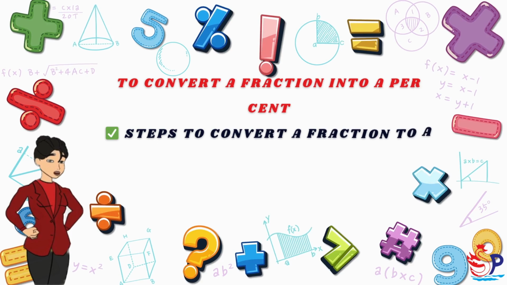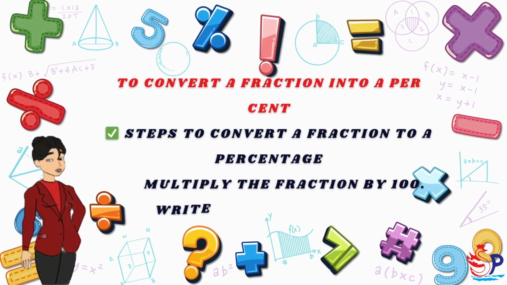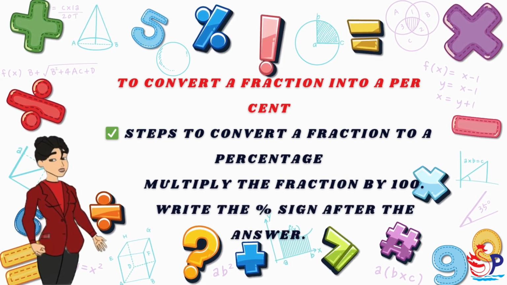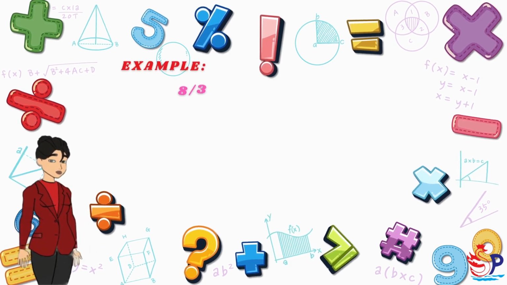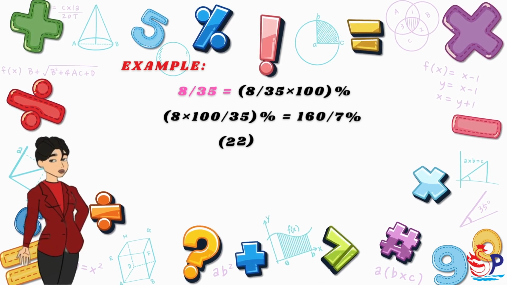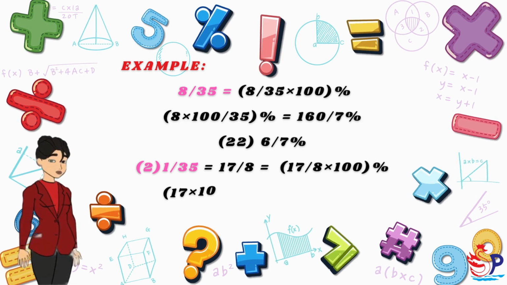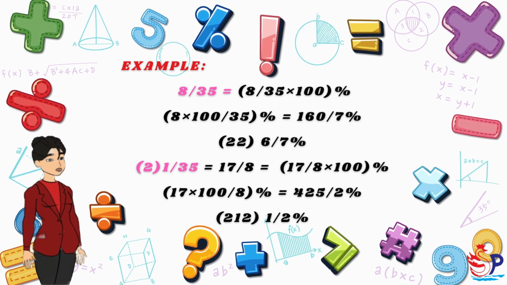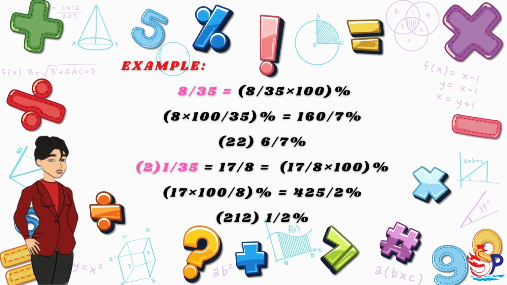How to convert a fraction into a percentage? Steps to convert a fraction to a percentage. Multiply the fraction by 100. Write the percent sign after the answer. Example: 8 by 35 is equal to 8 by 35 multiplied by 100%. 8 multiplied by 100 by 35% is equal to 160 by 7%.